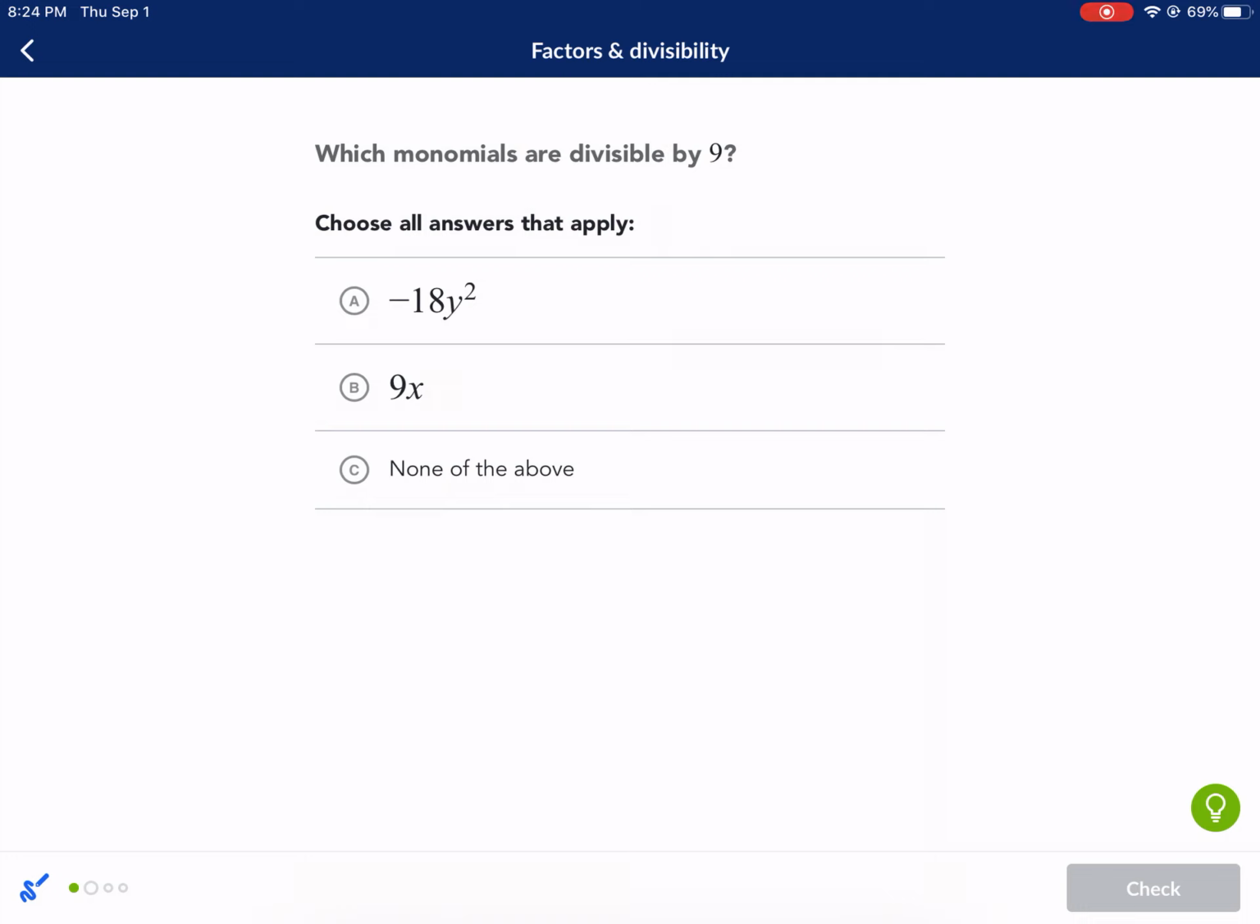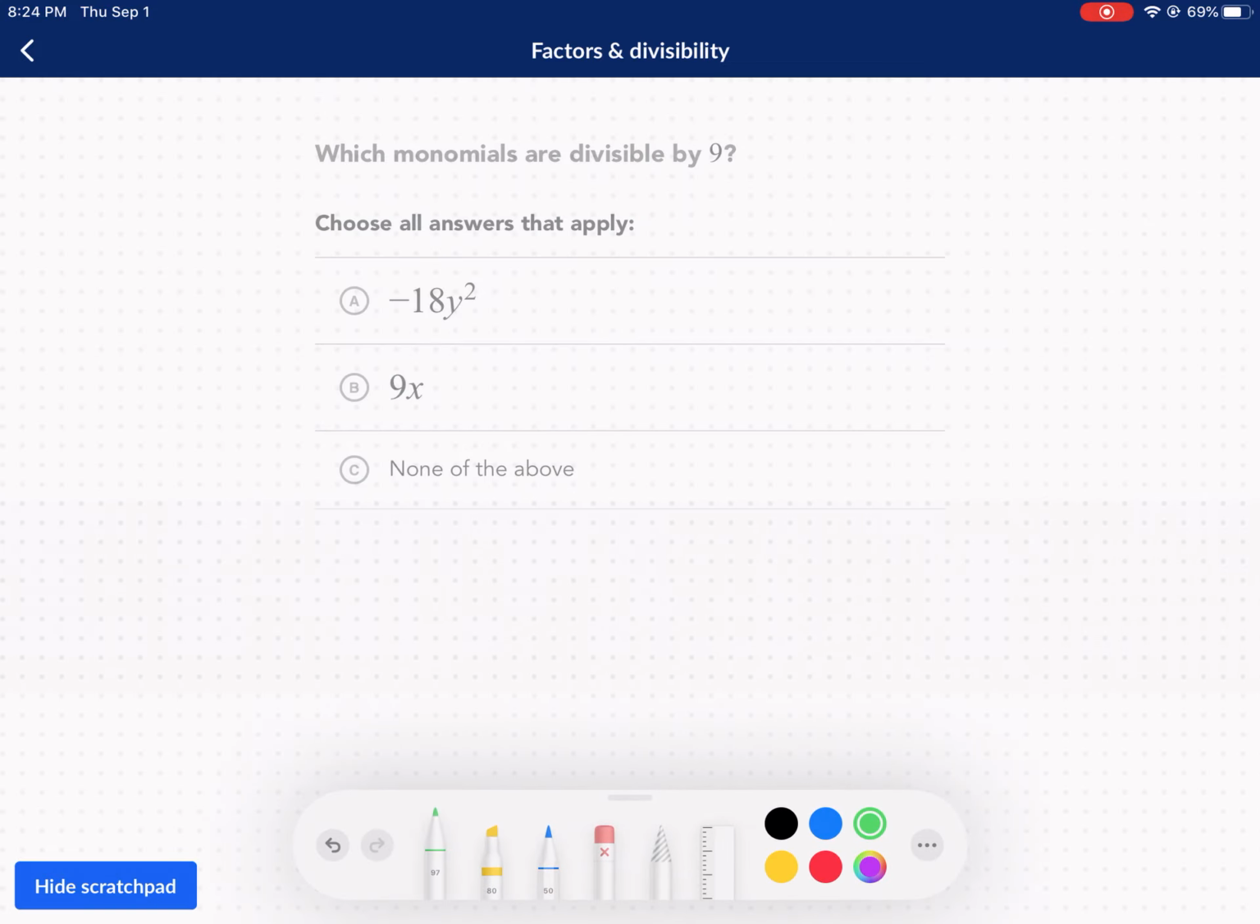Which binomials are divisible by 9? So we're going here and we're trying to see which are factors, essentially. So we have 9x, we have negative 18 y squared. We want to see which of these we can divide by 9. Since it's just a number and there's no variables there, we can just look at the numerical coefficients and see if they are divisible by 9. And you can see that both of these numbers are divisible by 9.